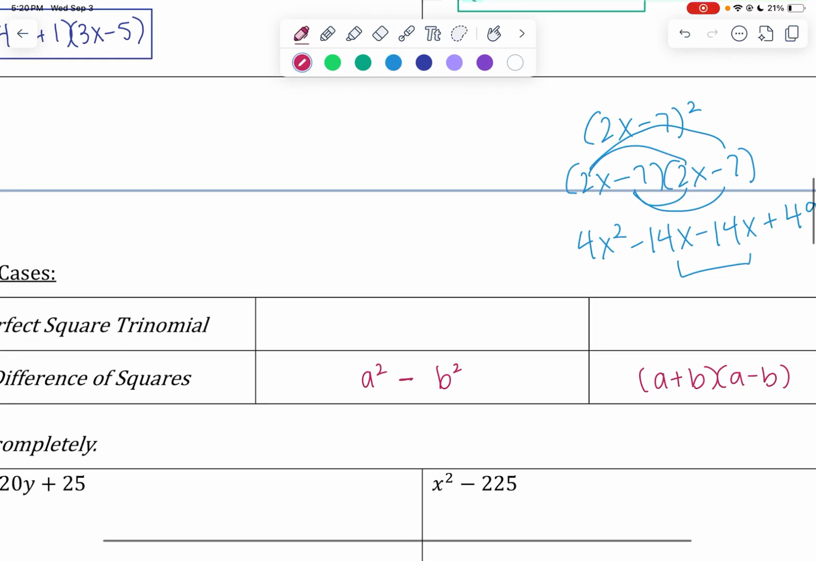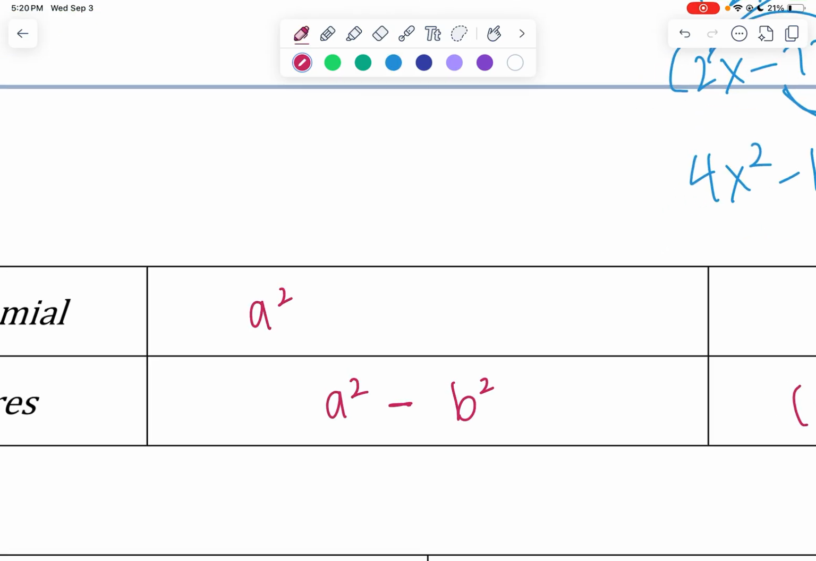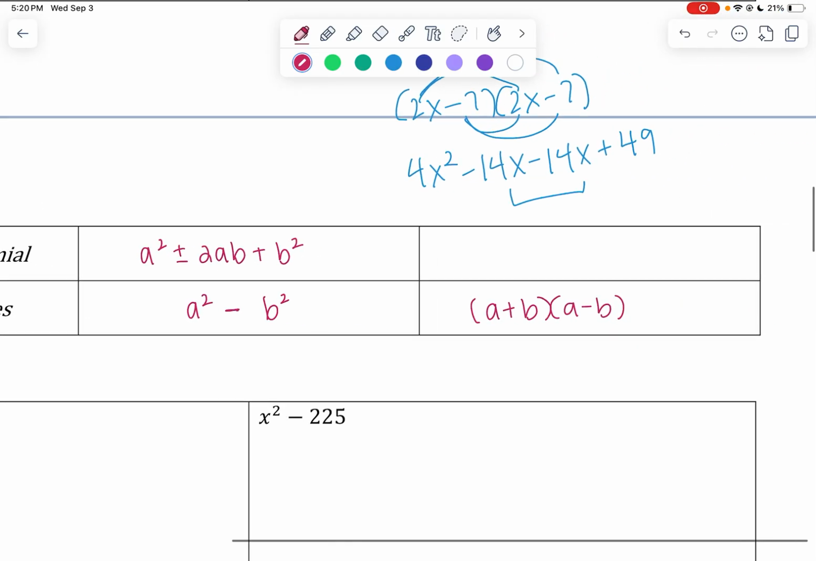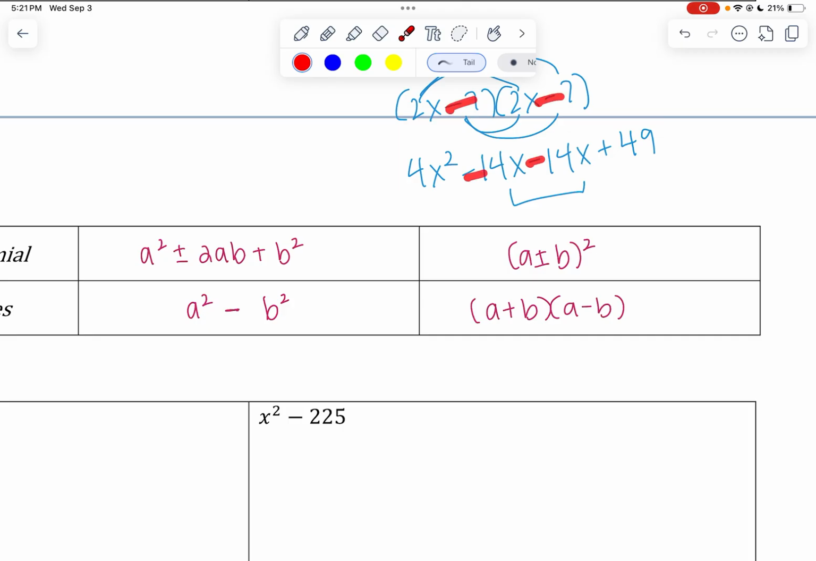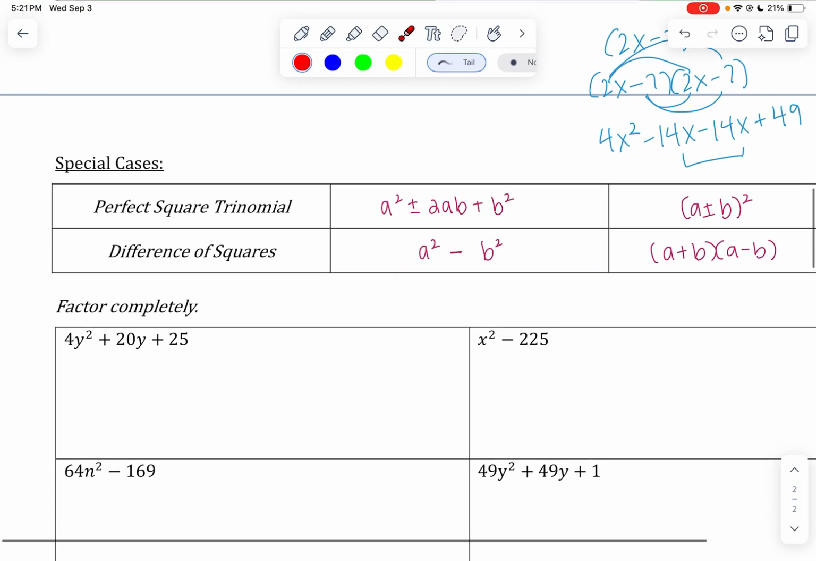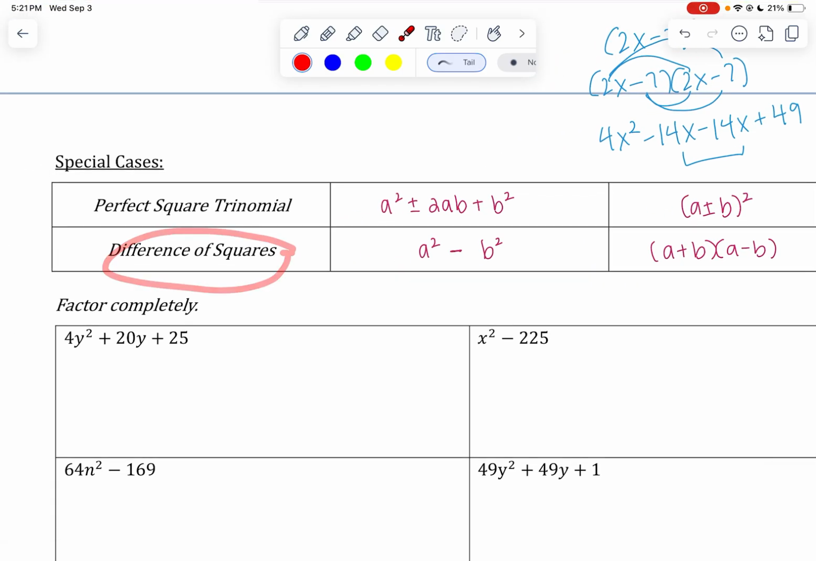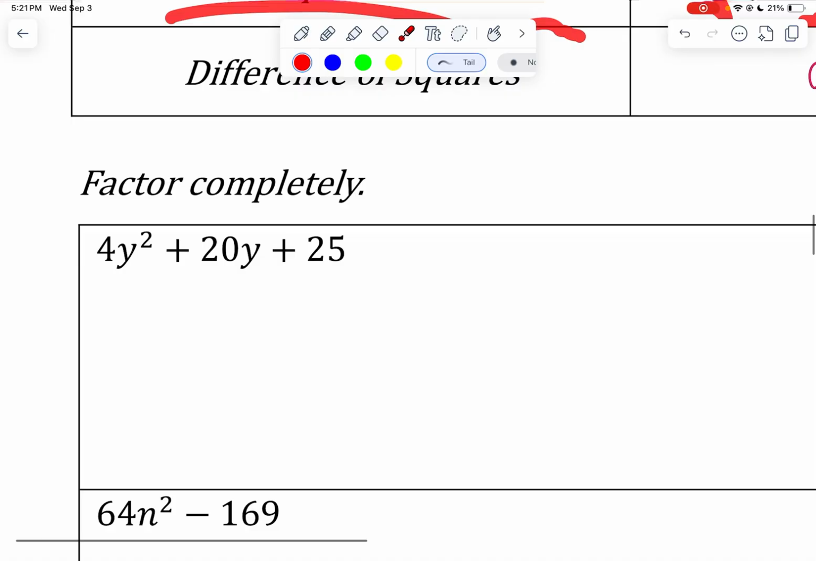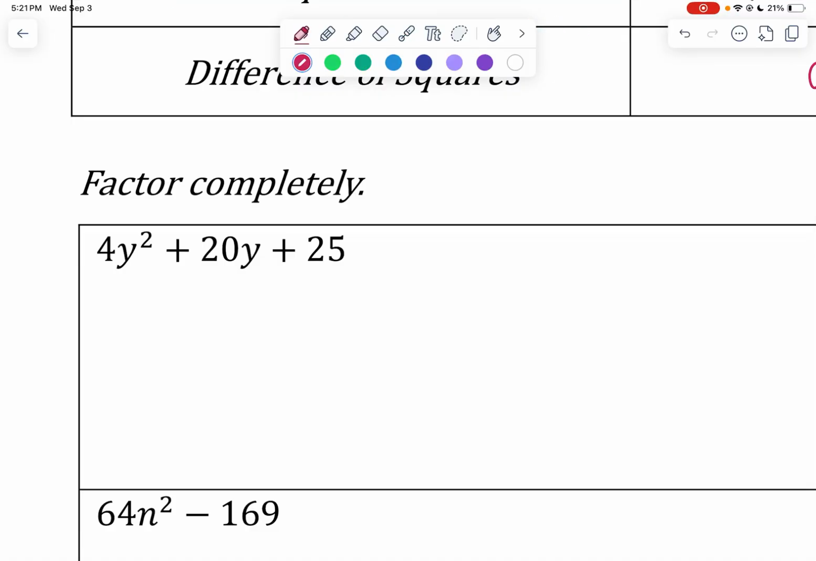So for a perfect square trinomial, you'll see it in the form of a squared, could be a plus, could be a minus, 2ab plus b squared. And that will factor to a, could be plus or minus b squared. In this case, the middle term would have been negative, so that's why I have the negative that's there, okay? Now, to check if it's one of these, difference of squares is pretty easy to check. For a perfect square trinomial, you want to square root each term and then check does your middle term match what it's supposed to. So right here, I see that my first term is a perfect square.